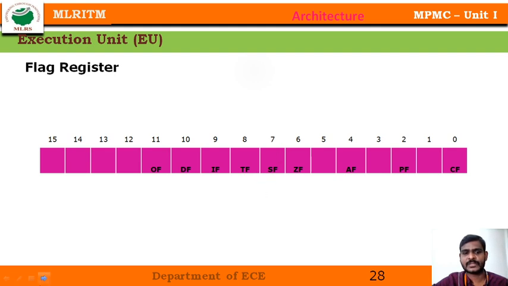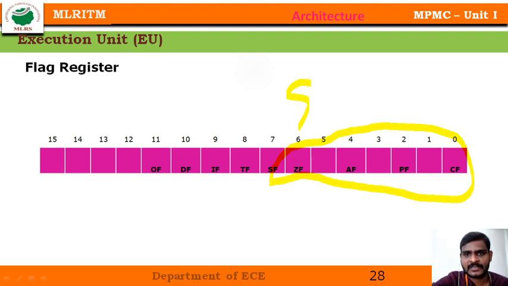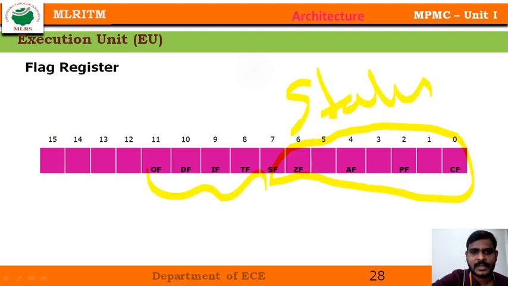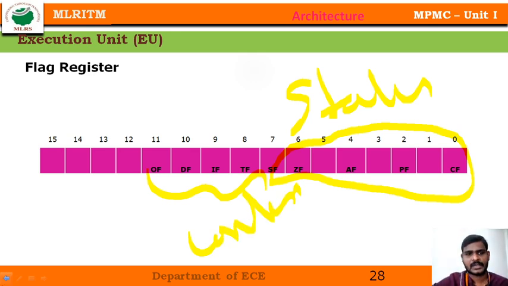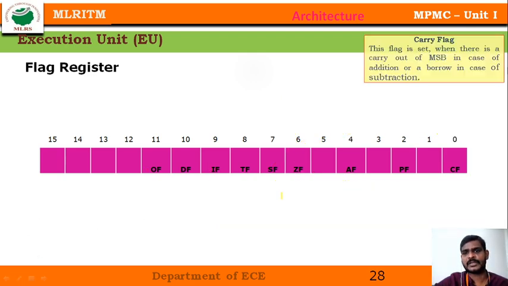Of those 9 flags, 5 flags are called status flags. And the other 4 are called conditional flags or control flags. Okay, so we'll see them individually.